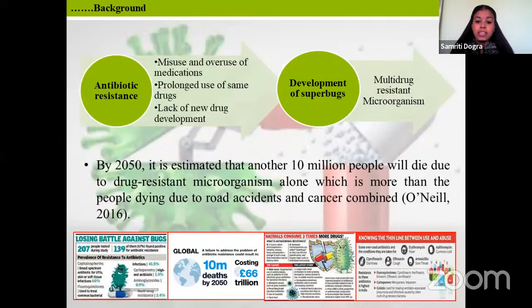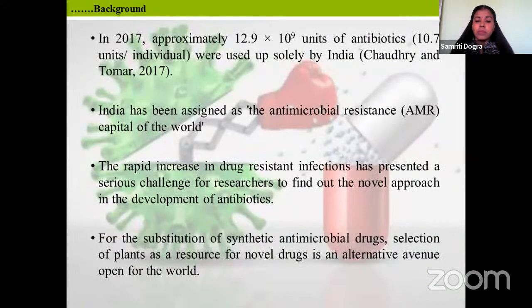In 2017, approximately 10^9 units of antibiotics were used solely by India. Therefore, India has been assigned as the antimicrobial resistant capital of the world. The rapid increase in drug resistant infections has presented a serious challenge for researchers to find a novel approach in the development of antibiotics. For the substitution of synthetic antimicrobial drugs, selection of plants as a source of novel drugs is an alternative avenue open for the world.